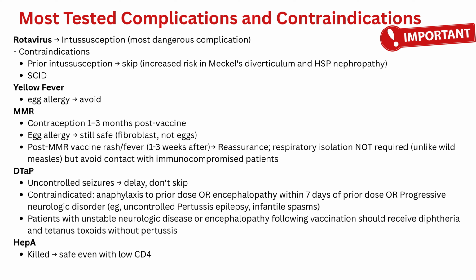MMR vaccine. This one has several testable points, so let's go through them one by one. First, after someone receives MMR, they need to use contraception for 1 to 3 months. That applies to anyone of childbearing age. Second, egg allergy is not a contraindication to MMR. MMR is grown in chick fibroblasts, not egg albumin. So egg allergic patients can still receive MMR safely. Third, if a patient develops a rash or low-grade fever 1 to 3 weeks after getting MMR, that's a known post-vaccination reaction. You reassure them and send them home.